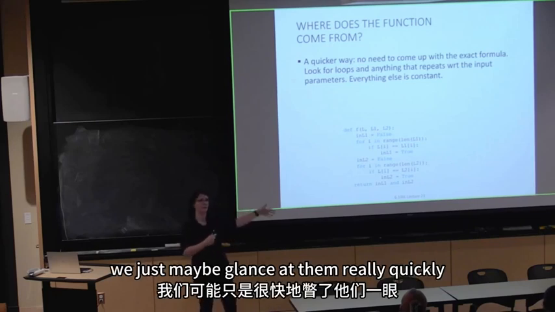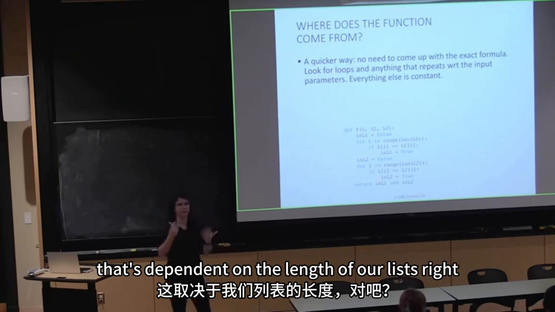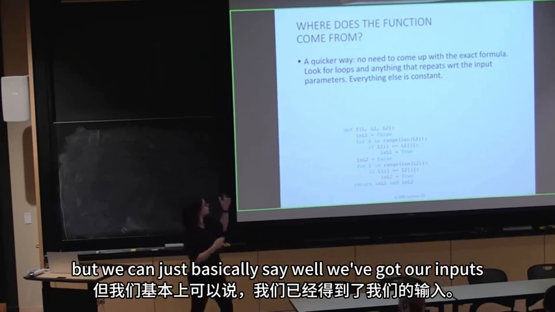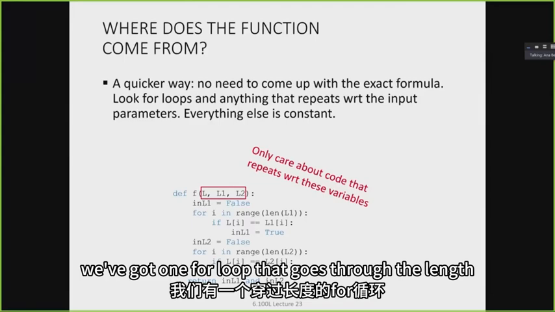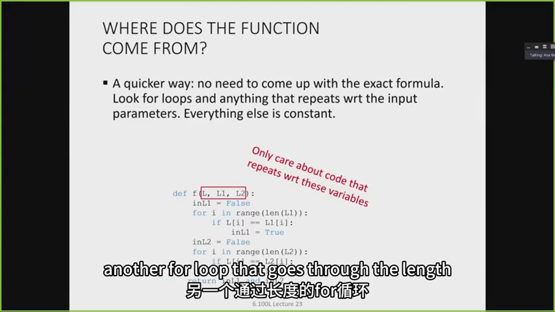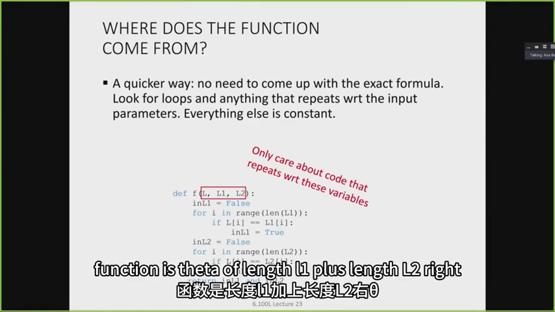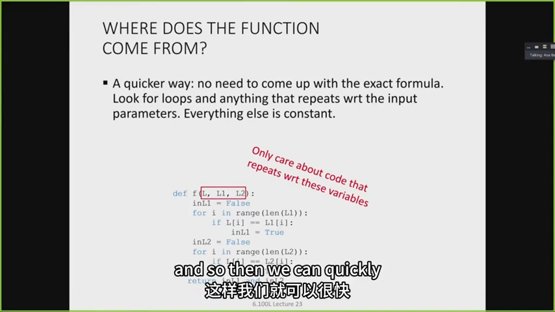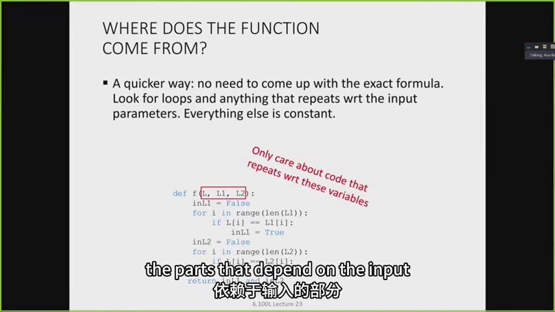We just maybe glance at them really quickly to make sure there's nothing funky going on that's dependent on the length of our lists, right? But we can just basically say, well, we've got our inputs. We've got one for loop that goes through the length, another for loop that goes through the length. They're in series, so we use the law of addition to say that this function is theta of length L1 plus length L2, right? And so then we can quickly tell the theta of that function just by looking at the parts that depend on the input.